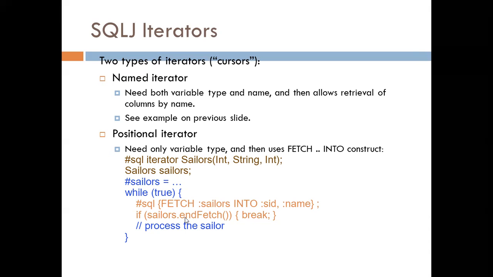Then we can put end fetch to break out of the processing. So the difference between positional iterator and named iterator is, in named iterator, the names are declared along with the iterator itself. Whereas in positional one, we use the fetch keyword so that for each tuple, it will be stored in the variable.